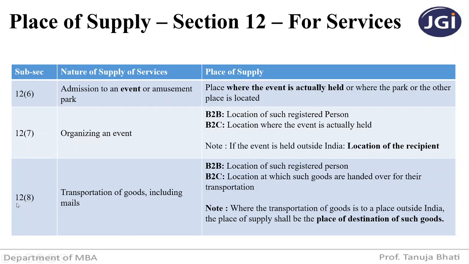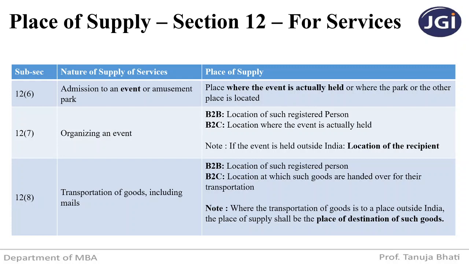Next is case number 6, which is covered under section 12 subsection 8: transportation of goods including mails. So if there is a service of transporting goods including mails, what is going to be the place of supply? If the transaction is between B2B, it is going to be the location of such registered person. Let me repeat, such means the location of the recipient. And if it is B2C, it is the location at which such goods are handed over for their transportation. So the location at which the goods are given for transportation.